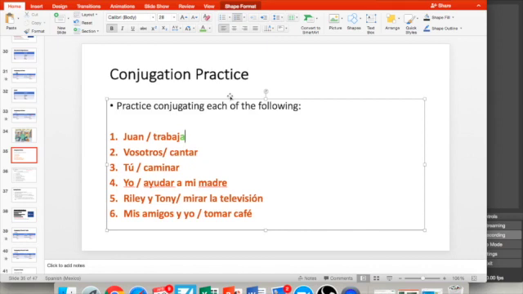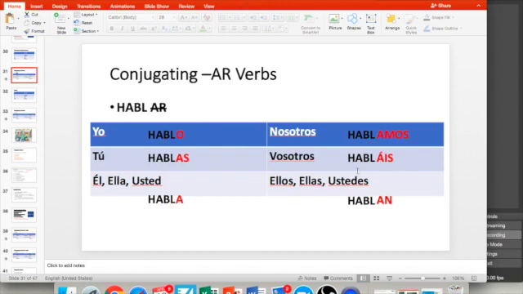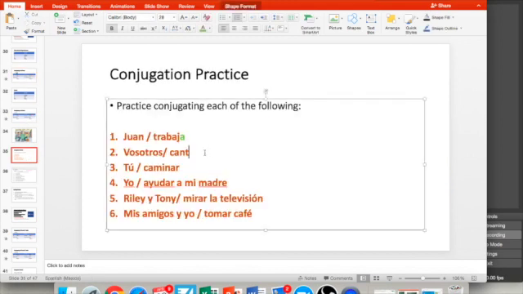Okay, let's do another one. In number 2, you have vosotros and cantar, you all, and to sing. So the first thing I do when conjugating a verb is chop off the AR. Okay, so that part's gone. Vosotros is you all in Spain, and you know that my vosotros ending here is A with an accent, IS, pronounced as ice. So I need to throw my ending on the end, and I get cantáis, cantáis, you all sing. Okay? I want you to take a moment and try numbers 3, 4, 5, and 6 for me.